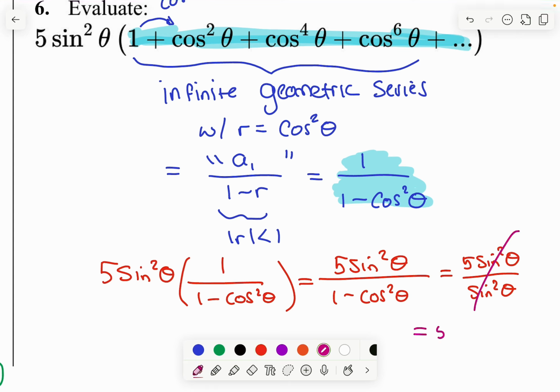So I get 5. Again, the assumption is theta can't be pi, it's just a little side note. The answer is 5, but as a side note, theta cannot be any multiple of pi, because if that happens, then r is 1, and then this formula makes no sense.